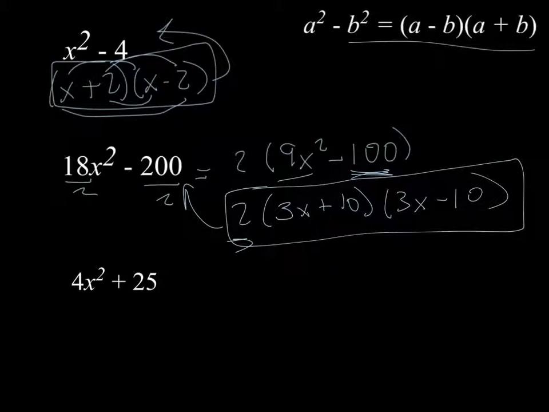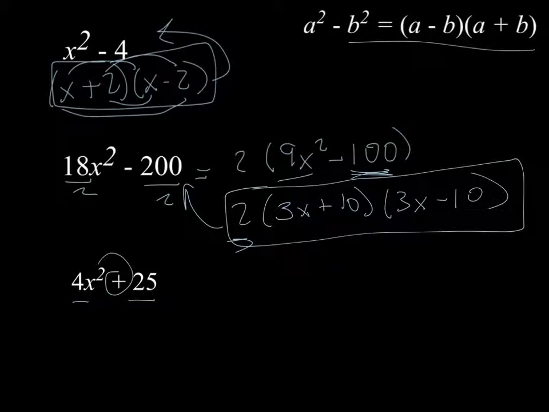Looking at the last one here, we see a plus in the middle. This is a perfect square, this is a perfect square, but because of the plus, we cannot factor this one. It is not factorable. There is no common factor, so that just stays like that.